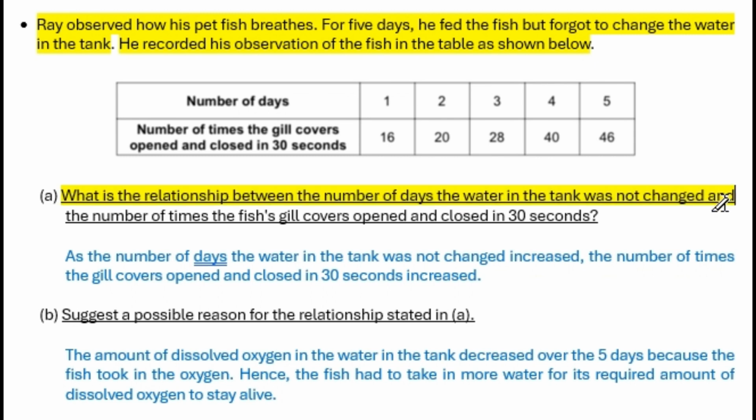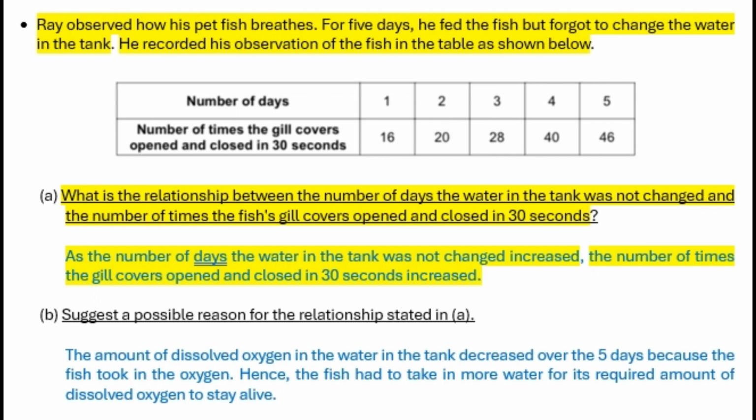What is the relationship between the number of days the water in the tank was not changed and the number of times the fish's gill covers opened and closed in 30 seconds? As the number of days the water in the tank was not changed increased, the number of times the gill covers open and close in 30 seconds increased.